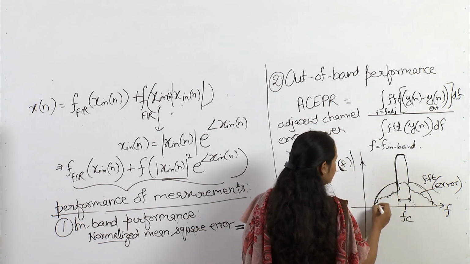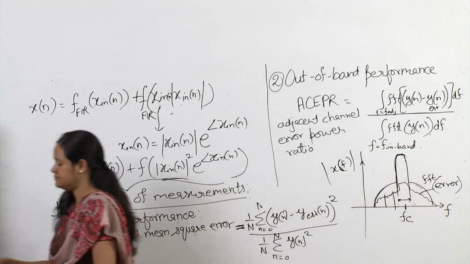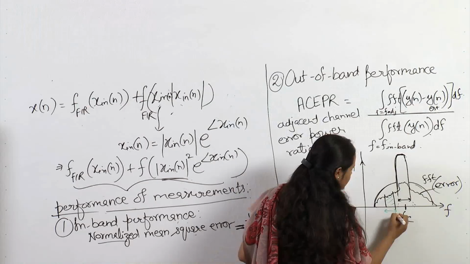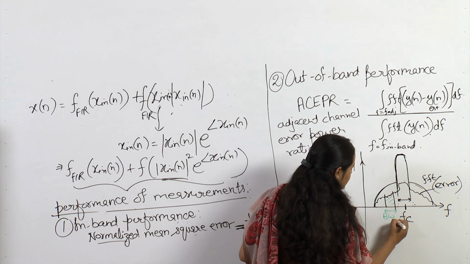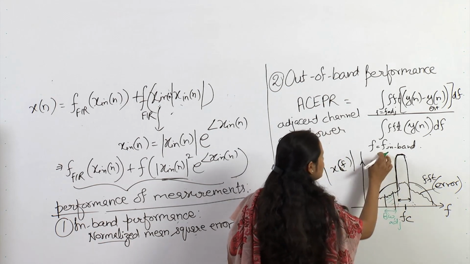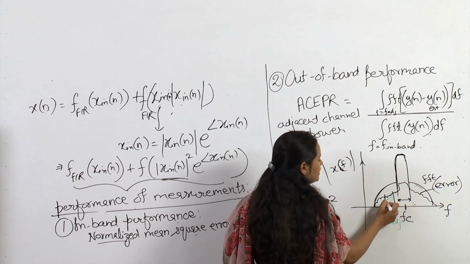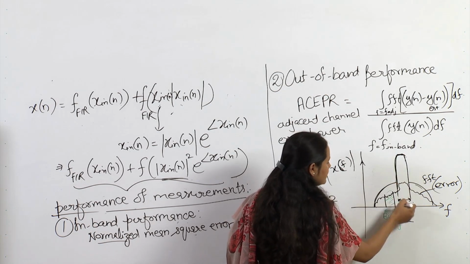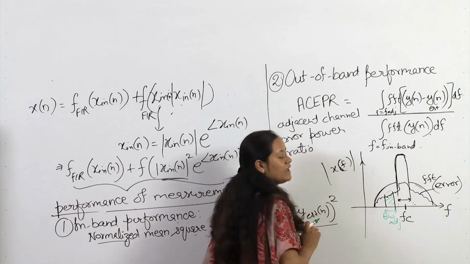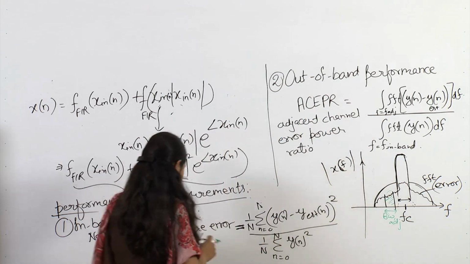Then we take integration of this new area, and this is the limitation of this adjacent channel. So, this is the area which we are integrating here. So, integration of this area with respect to integration of this area, this is what will give you ACPR, and it is the out of band performance criteria.